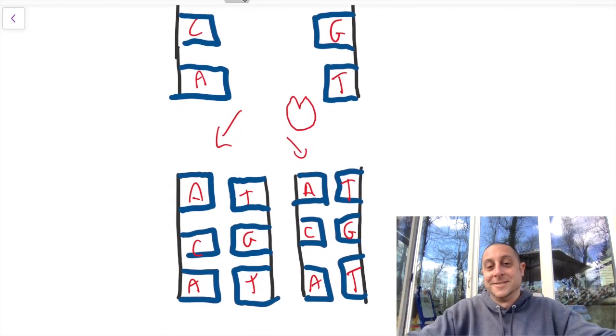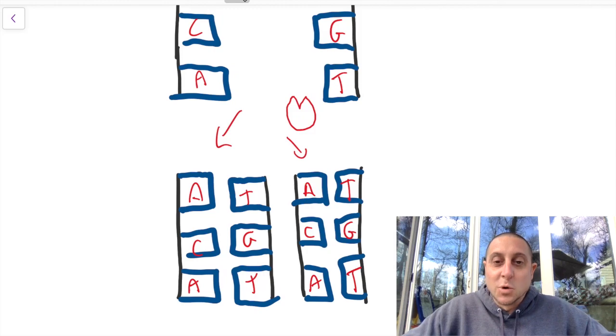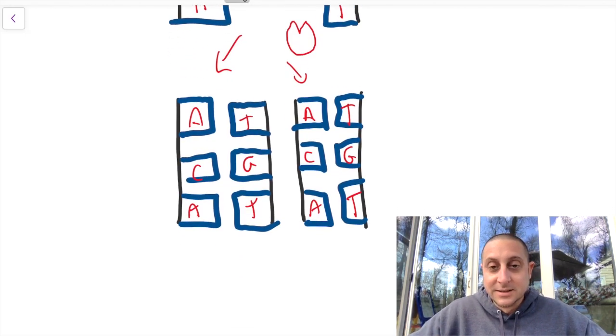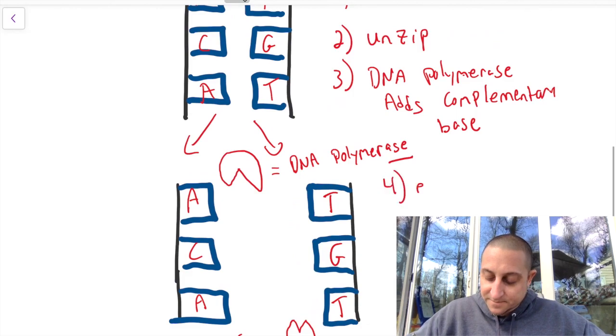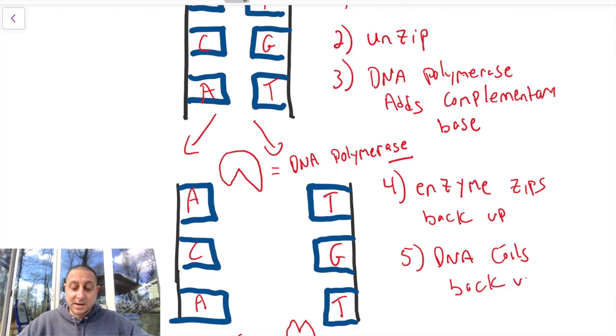But we're not done. We are then going to add an enzyme called ligase. The way I remember it is the ligase links it together. And so an enzyme is going to glue it together, and it zips back up, and then it coils back up. Now, we don't need to know the enzyme. We're just going to put enzyme, zips it back up, and then the DNA coils back up. And now we have 2 separate strands of DNA.